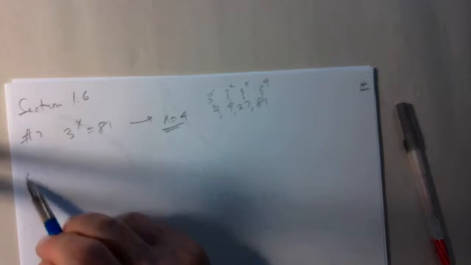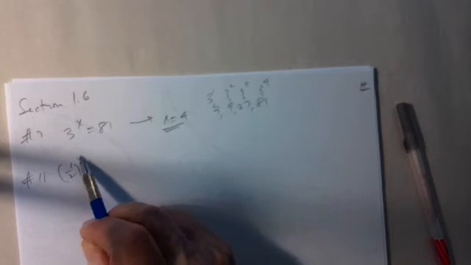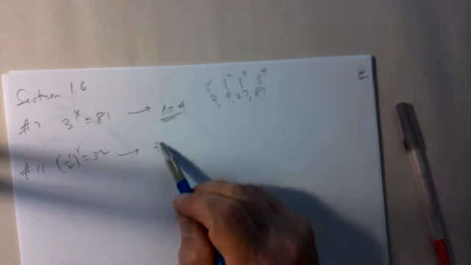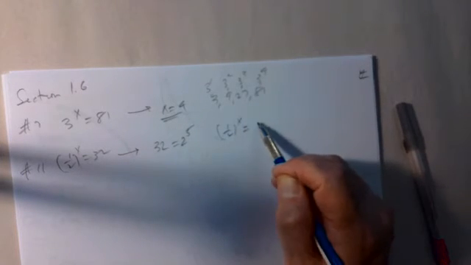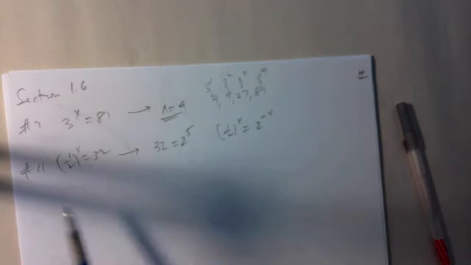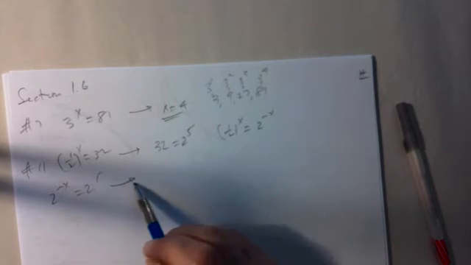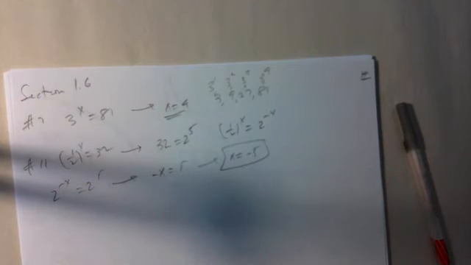If you look at number 11, we want to solve the equation 1/2 to the x is 32. And in order to solve it, you have to know some arithmetic. First of all, 32 is 2 to the 5th power, and 1/2 to the x means 2 to the negative x. So this equation is the same as 2 to the negative x equals 2 to the 5th. So minus x equals 5, or x equals minus 5. And that's the answer.